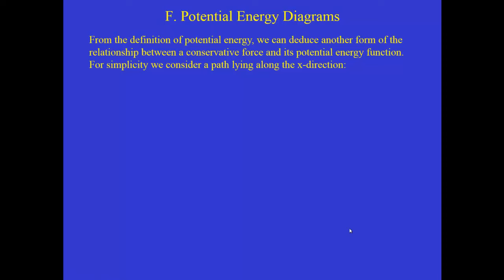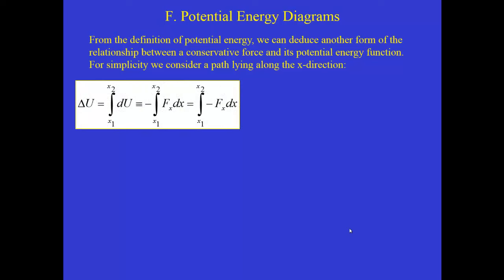Now that we've defined potential energy and we know how to calculate potential energy as minus the work done by a conservative force, we can turn that relationship around and come up with an equation to solve for force in terms of the potential energy function. And so let's consider, for the simplest case, an object that moves only along the x direction.